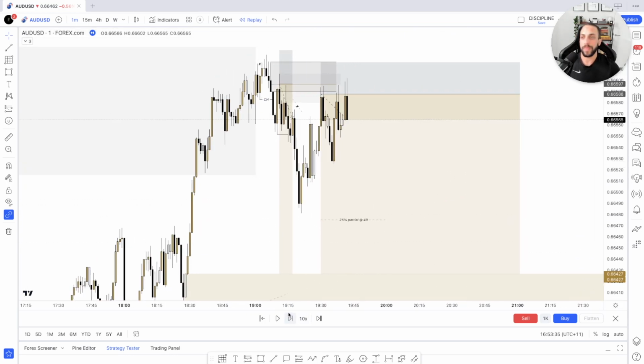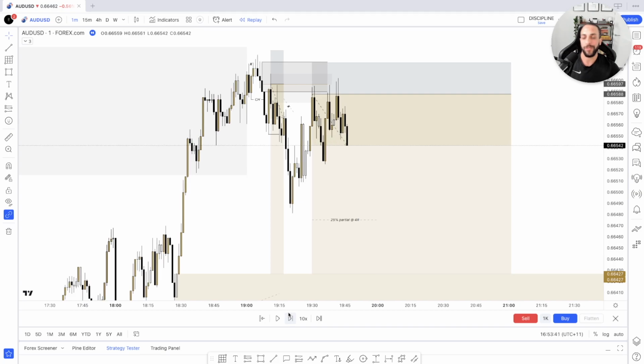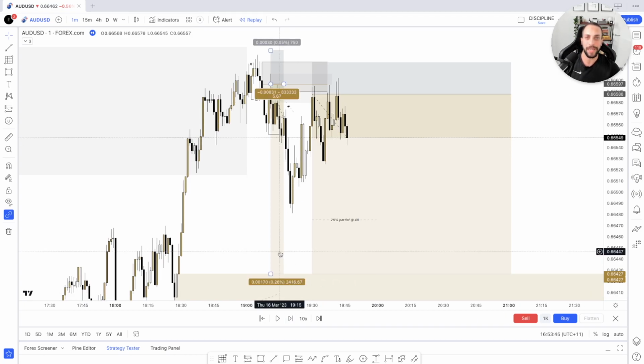Perfect. So it did come back up. At this point here, I put my charts away. The worst thing you can do is try to baby your trade and monitor it too much. If you do really need to stay at your charts, maybe go up to the 15 minutes so you're not seeing every single 1 minute candle form.